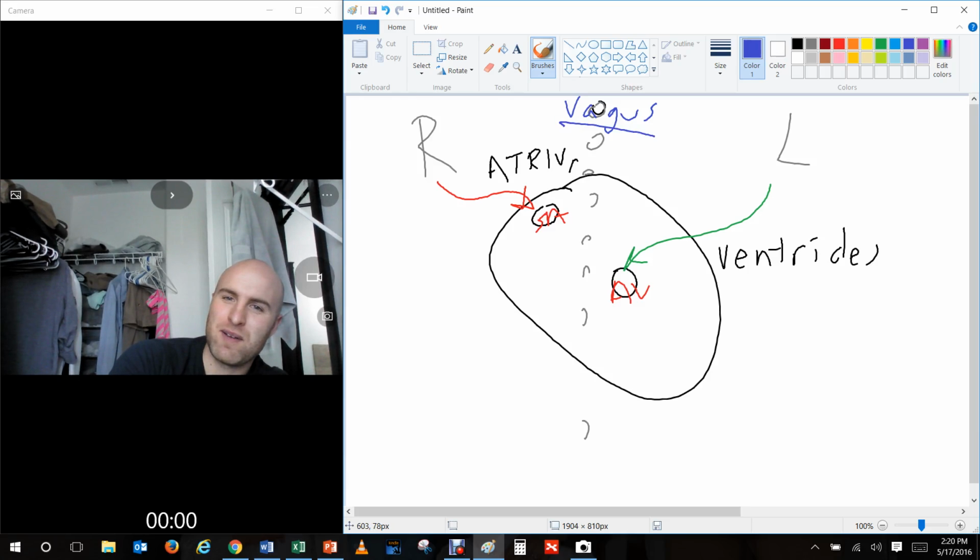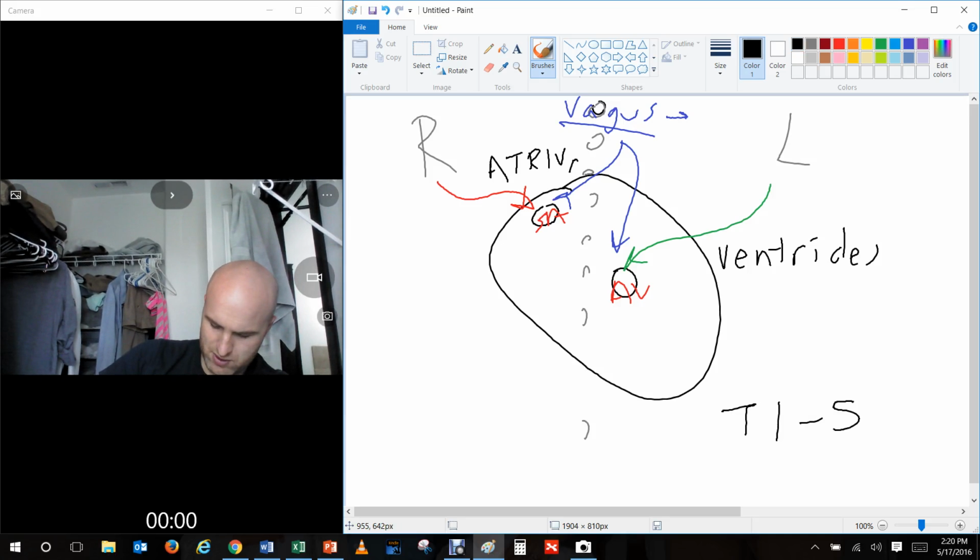So here's the vagus. The vagus provides parasympathetic stimulation, and then the sympathetics provide from the spinal section. The spinal sections for the heart are going to be T1 through 5, I believe it is. Yeah, I think that's right. So it means thoracic vertebrae 1 through 5 affect the heart.